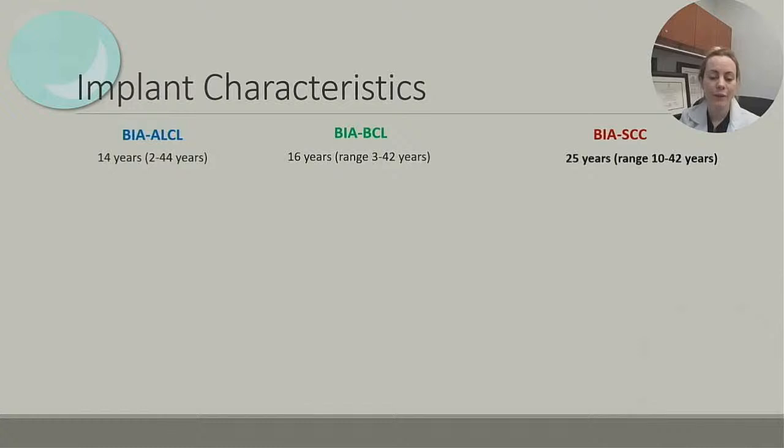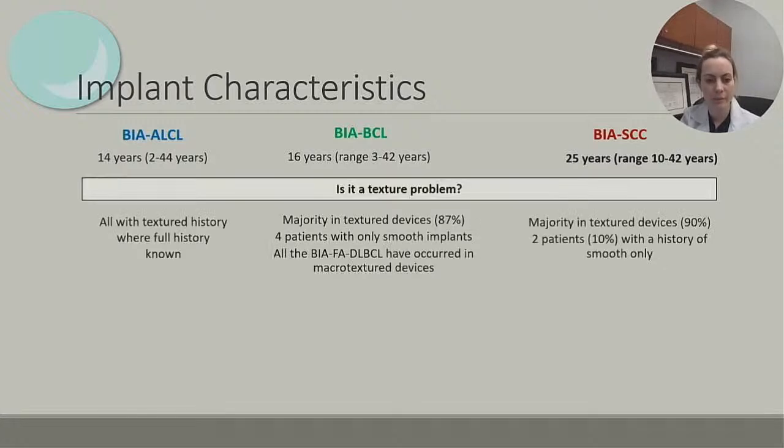In terms of implant characteristics, the lymphomas have a much shorter time to onset of about 15 years between implant placement and onset, whereas the squamous cell carcinomas occur much later, closer to 25 years after implant placement. Now, I'm counting time from first ever implant placement, whereas some reports will count most recent implant placement, so you may see shorter numbers in those reports.